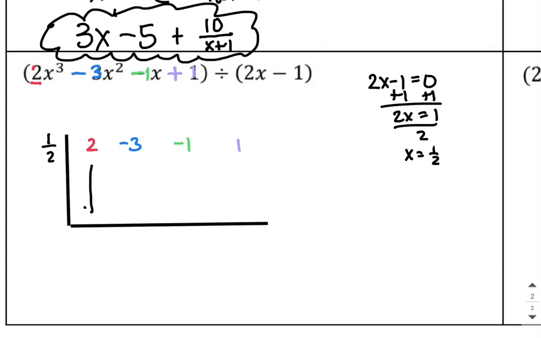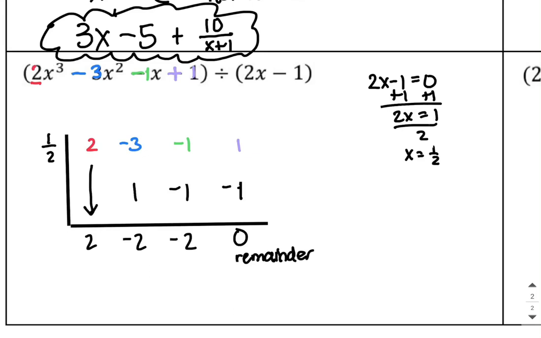And I bring down the 2 to start. I multiply 1/2 times 2, which gives me 1. -3 plus 1 is -2. 1/2 times negative 2 is negative 1. Negative 1 plus negative 1 is negative 2. I multiply 1/2 times negative 2, which is negative 1. And then 1 plus negative 1 gives me 0. So 0 is my remainder.